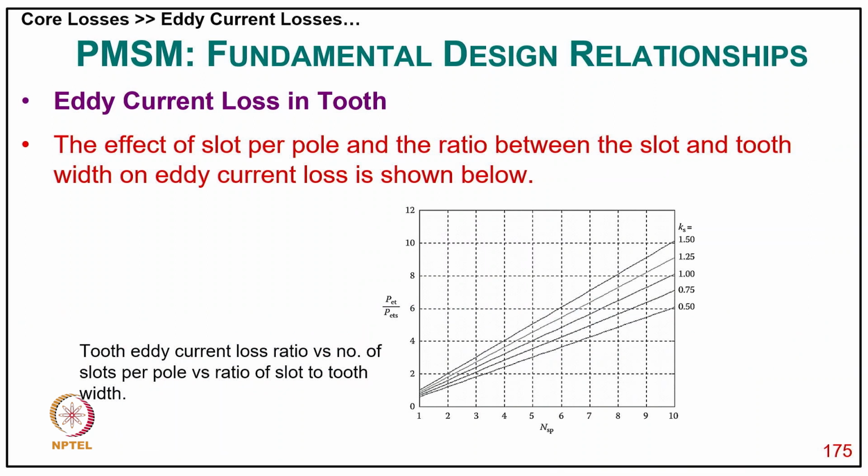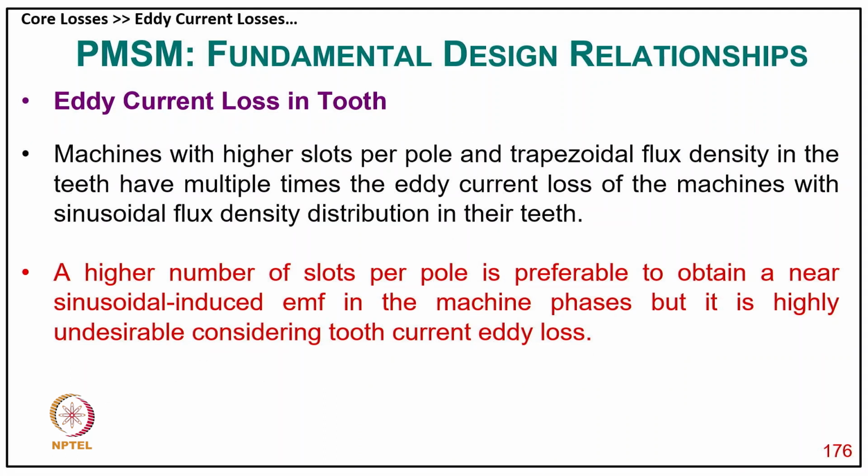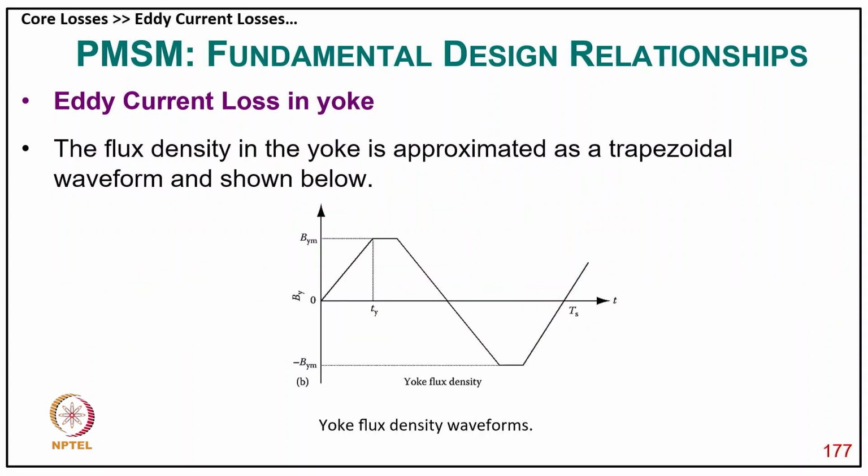Now, the effect of the slots per pole and the ratio between the slot and tooth width on eddy current loss is shown here. You can see how it is varying with Nsp, the tooth eddy current loss ratio with the number of slots per pole and the slot to tooth width ratio. Machines with higher slots per pole and trapezoidal flux density in the teeth have multiple times the eddy current loss of the machine with sinusoidal flux density distribution in their teeth. A higher number of slots per pole is preferable to obtain a nearly sinusoidal induced EMF in the machine phases, but it is highly undesirable considering the tooth eddy current loss. So, now the eddy current loss in the yoke.